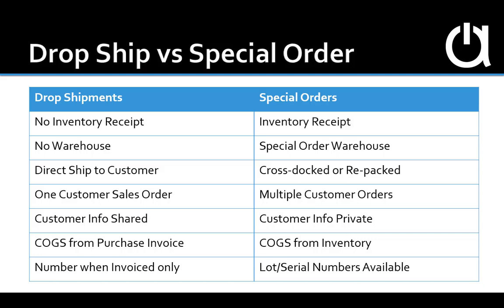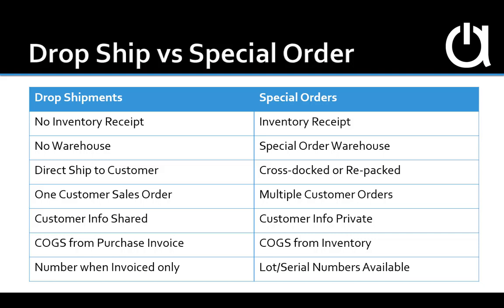That means that before you invoice your customer, you're going to have to specify the lot serial number that was shipped to the customer, and that'll be something like a text field. Number when invoice makes that lot serial number on the sales order a text field. Special orders, if it's a lot serial number, you'll be able to select the received lot or serial number because, again, it is an inventoried item that's received into your warehouse.